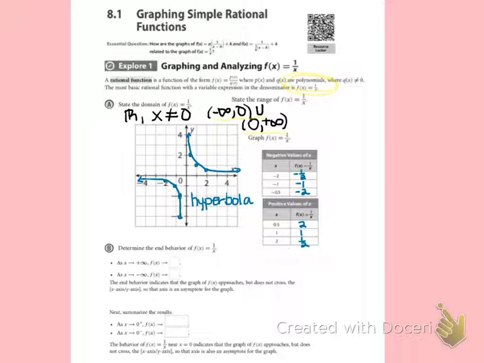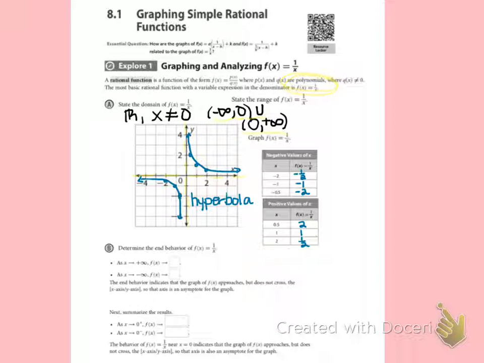There are these places where the graph doesn't exist. We actually call those places asymptotes. They are basically parts of the graph or lines that the graph will approach but actually never cross. And in this case, the parent function has an asymptote here at the y-axis because we can never have an input of 0, and also on the x-axis because we can never get 0 out of that.